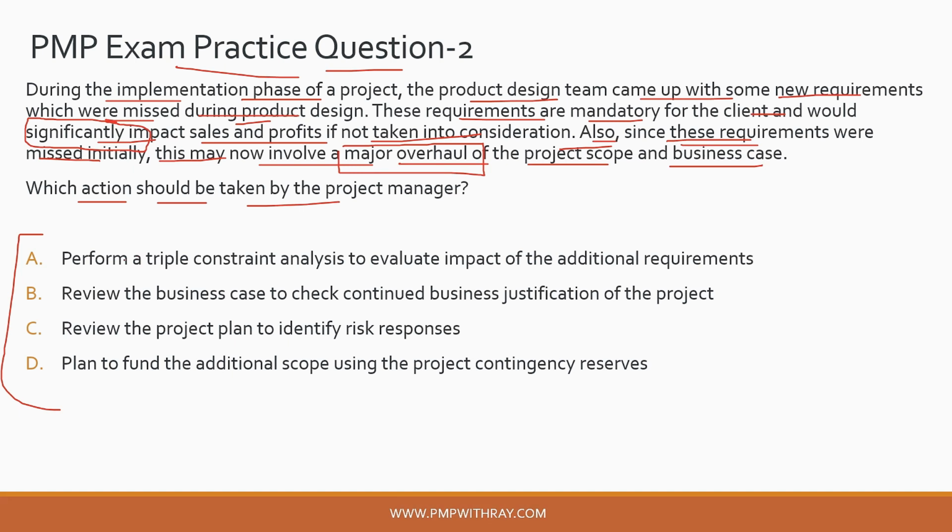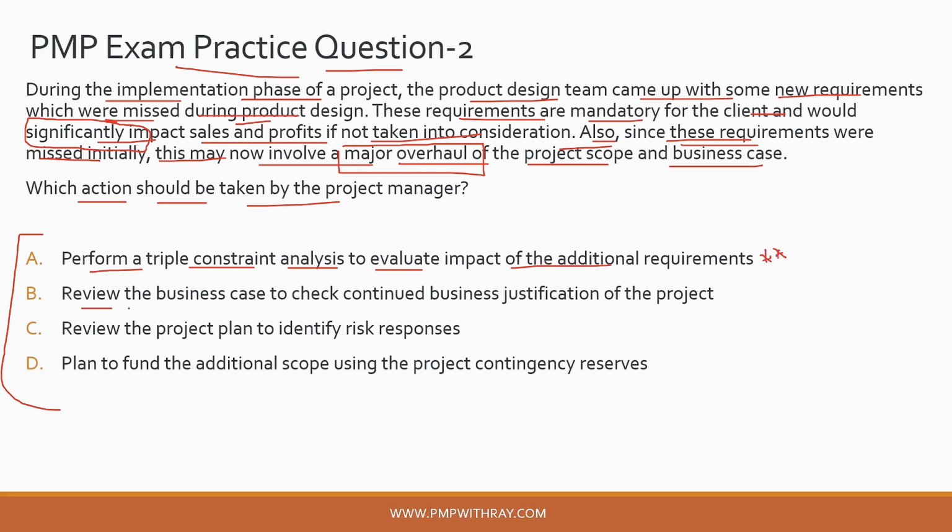Option A, perform a triple constraint analysis, which is an analysis of the cost, schedule, and scope of the project, keeping quality at the epicenter. That way, if you are evaluating the impact of these additional requirements, it is a good step because it is the basic first step when you are evaluating a change request, or a potential change in a project. So this option looks very promising to me. Let me hold this option for now.